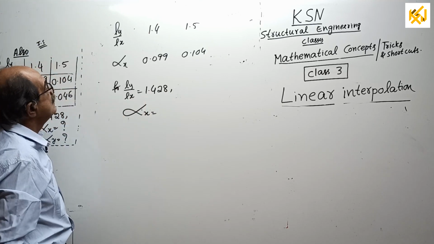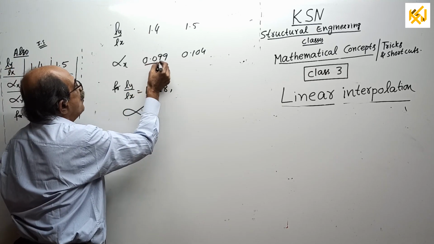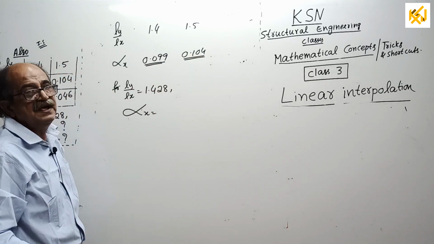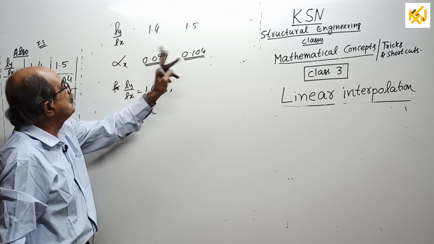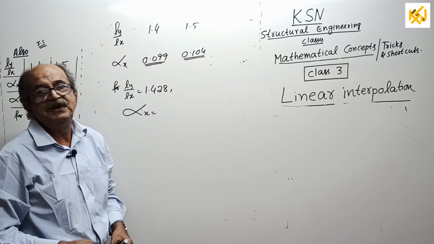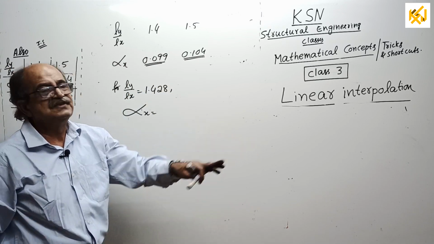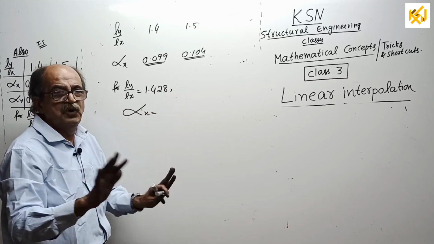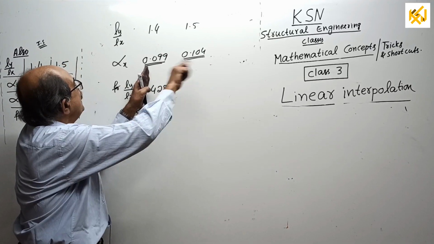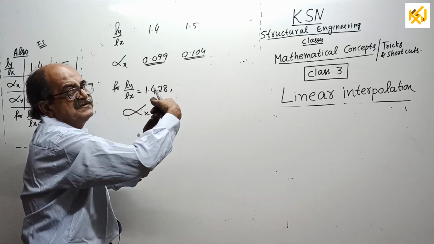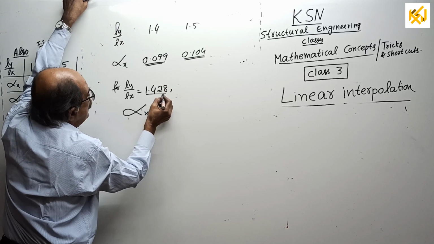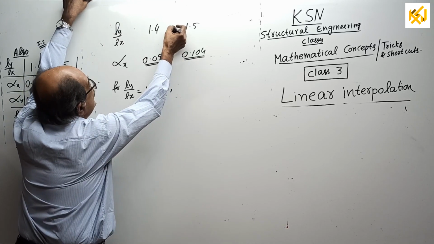See, what to do? This is 0.099. This is 0.104. Decide. Are you going from left to right or right to left? All students will tell, sir, we will go left to right only. Good. Do one thing. Go from left to right. Okay, start. I want for 1.428, which is somewhere in between here.